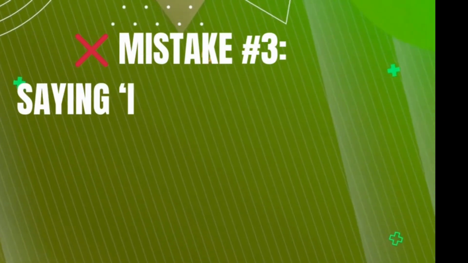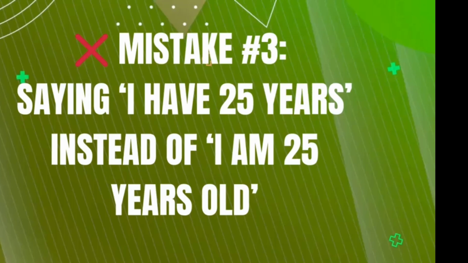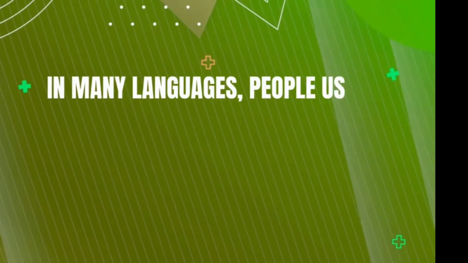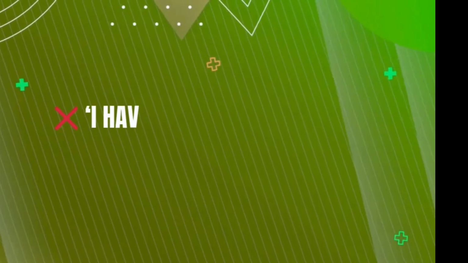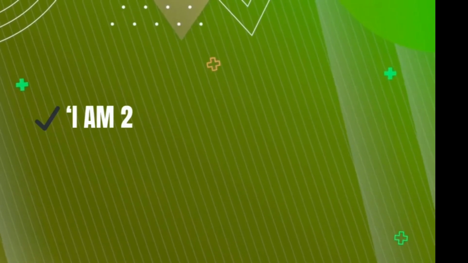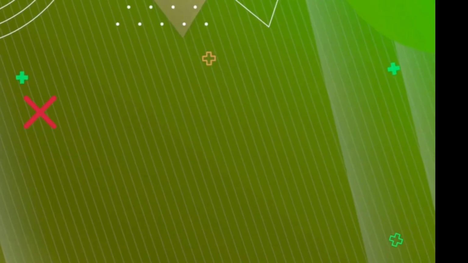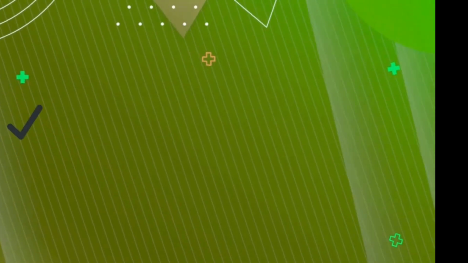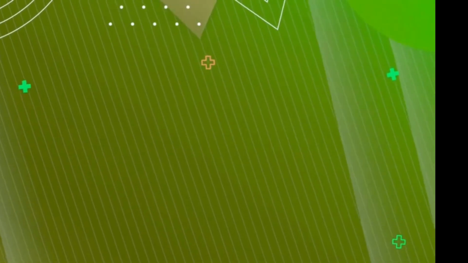Mistake number 3, saying "I have 25 years" instead of "I am 25 years old." In many languages, people use "have" for age, but in English, we use "am." "I have 25 years." Wrong. "I am 25 years old." Correct. Here's another example, "she has 30 years." "She is 30 years old." A small change makes a big difference.